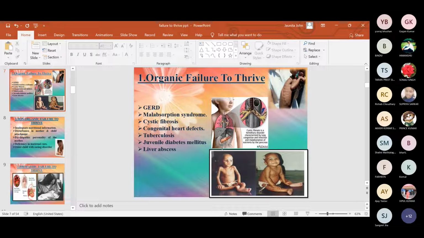Next is congenital heart defects. As you all know, congenital means by birth. So it is a condition present at birth which affects the structure of the baby's heart and its function, how it works. It will be affecting the structure as well as the function.